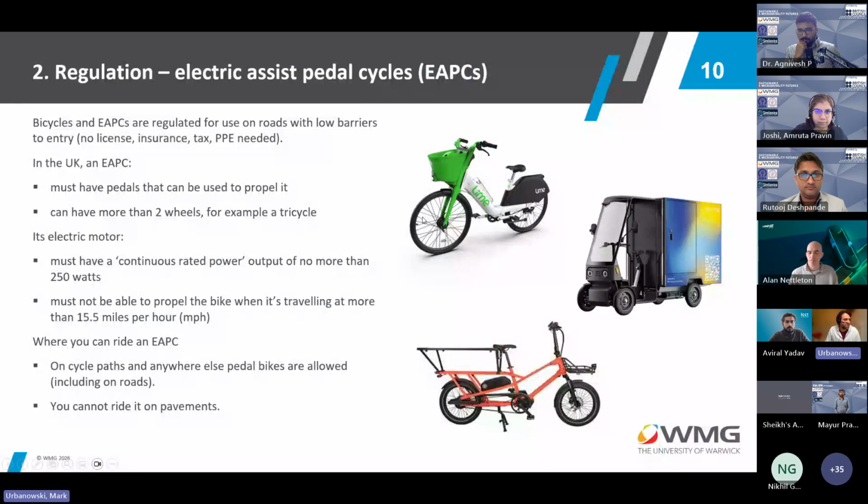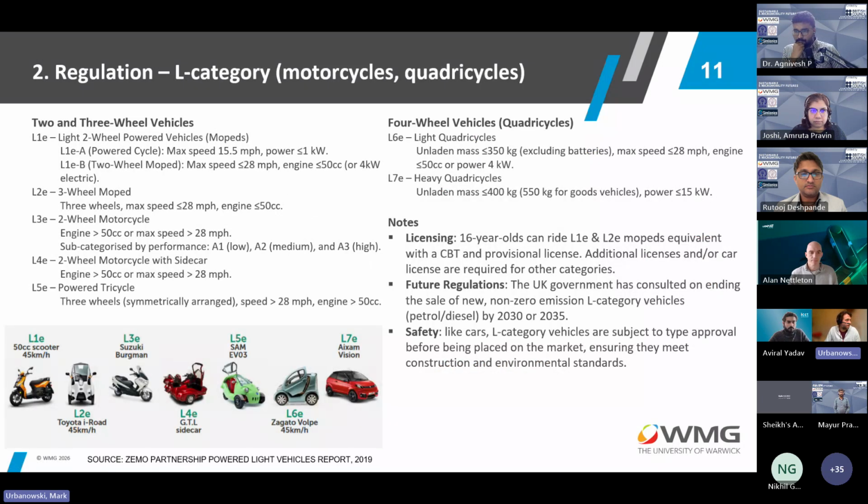So onto the regulation. I mentioned 3 types there. So we've got electric assist pedal cycles. I've got what makes an electric assist pedal cycle in the UK details here. I won't read them out to you, but I think very simply, you must pedal them if they're moving. They won't move unless you pedal, and they're limited to 15.5 miles per hour. And they come in different shapes and sizes, as we said before.